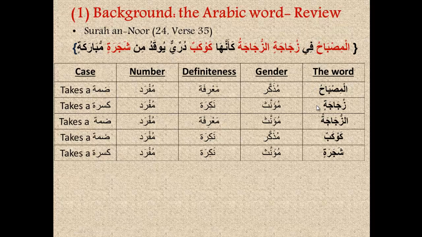Next word, zujajatin, we hear the tanween, we know it is indefinite. Now notice how the word has a ta marbuta. This tells us the word is mu'annath, or feminine. It is mufrad singular and takes a kasra.